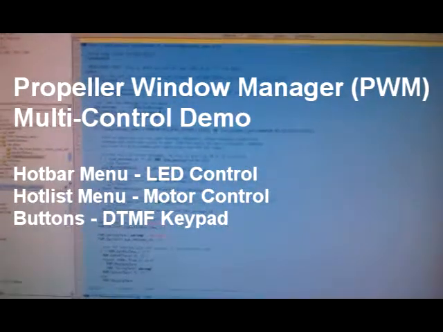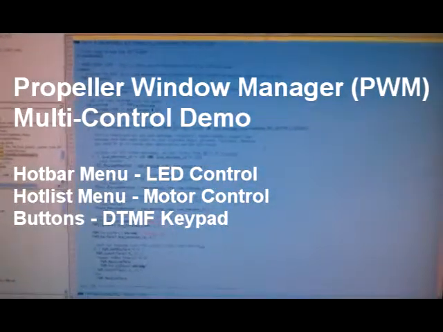Okay, this is a little demo of the Propeller Window Manager, and this demo puts all of the different controls together: the two different kinds of menus, a hot bar and a hot list, which is basically a horizontal menu, a vertical menu, and there's also buttons, which can be anywhere on the surface itself, which are like toggle switches.